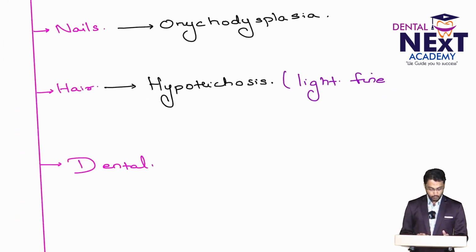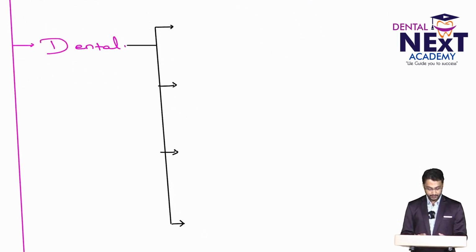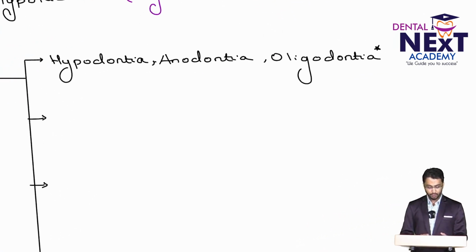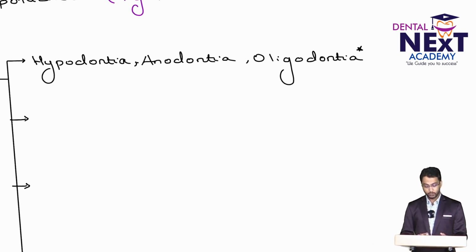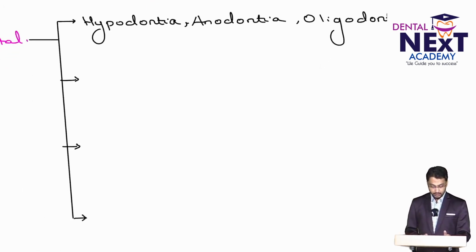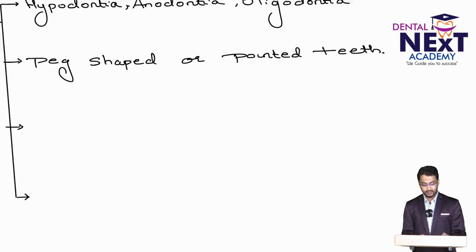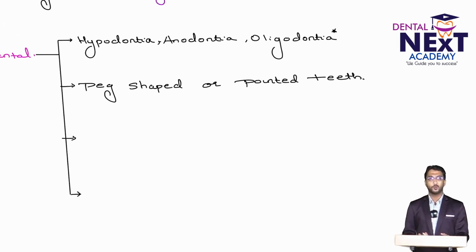Okay, so then we come on to the dental features. Again very important, of which the most important is hypodontia, anodontia, oligodontia. That means you know the terms now. Basically, decreased number of teeth. Anodontia means there are no teeth. We have studied what each term differentiates, so I'm not going to repeat it here. Now, peg-shaped or pointed teeth. That's very important. That's what you will see in the images. In image-based questions, you will see this type of teeth.